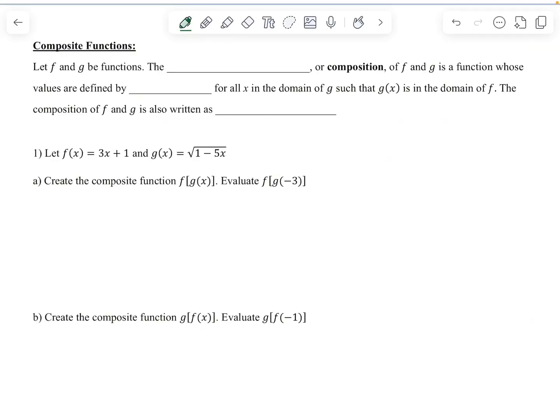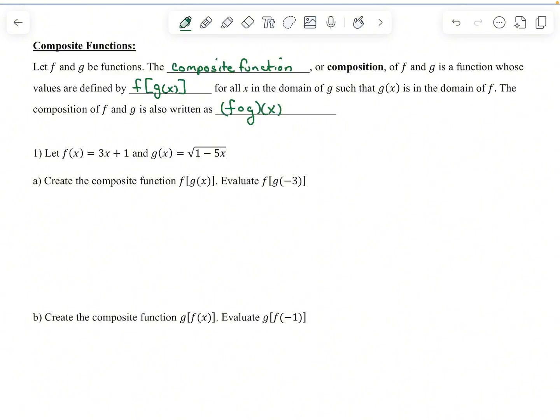Let f and g be functions. The composite function, or composition of f and g, is a function whose values are defined by f evaluated at g of x for all x in the domain of g such that g of x is in the domain of f. The composition of f and g is also written as f composed of g of x.